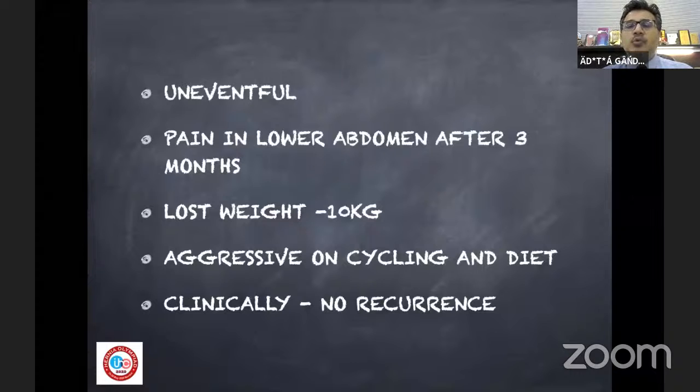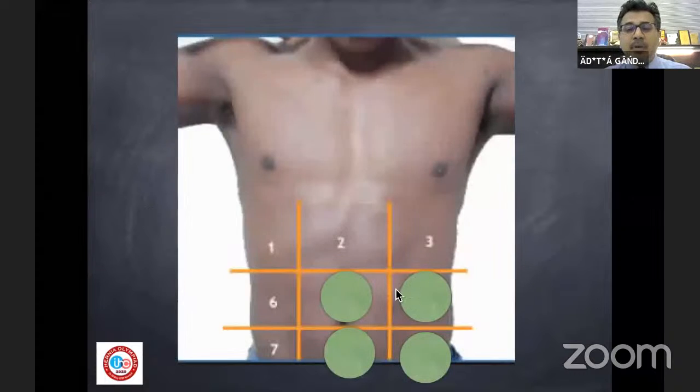A few months later, he came to me saying, doctor, I'm getting pain in the lower abdomen. Weight loss of about 10 kg. Obviously, because he said I'm doing dieting, because he was a little obese, very aggressive on cycling and everything. Clinically, I saw both sides, no recurrence, because I told him to cough, absolutely no recurrence. But he was getting constant pain in the lower abdomen. And this is the area where he was complaining of pain, this area and these two areas. Yes, Dr. Vinay, what do you think is going on? I've done a bilateral TEP.